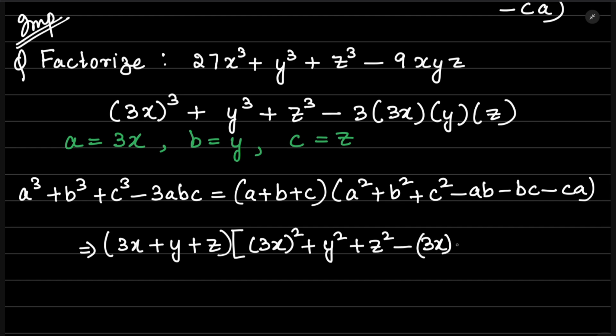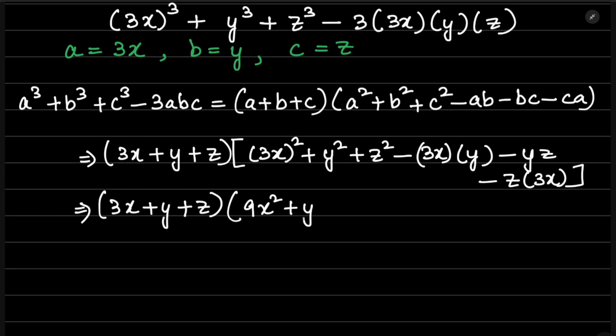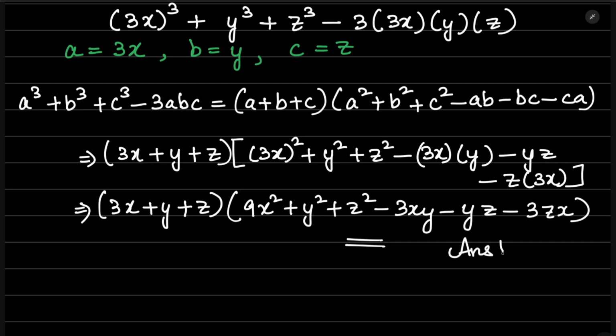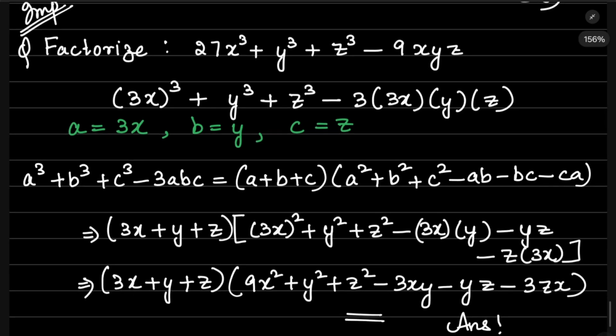So minus 3x into y minus yz and then minus z into 3x. Okay, you can open the brackets and write it again. So (3x plus y plus z) multiplied by (9x square plus y square plus z square minus 3xy minus yz minus 3zx). So this is your final answer. You have factorized it.